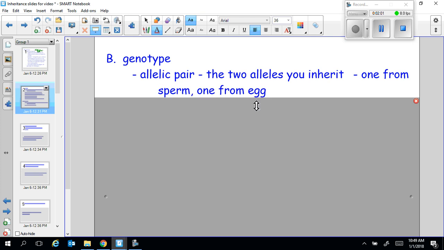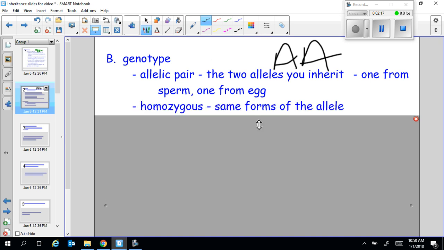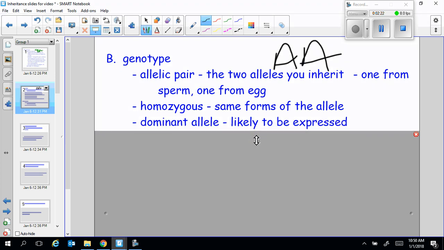So your genotype is your allelic pair. Right away, I want you to think about these as the letters. If your genotype is big A big A, then you are homozygous dominant. It means you have both forms of the dominant gene. Homozygous, same form. Dominant allele, that's the capital letters. Those are the ones that are most likely to be expressed.